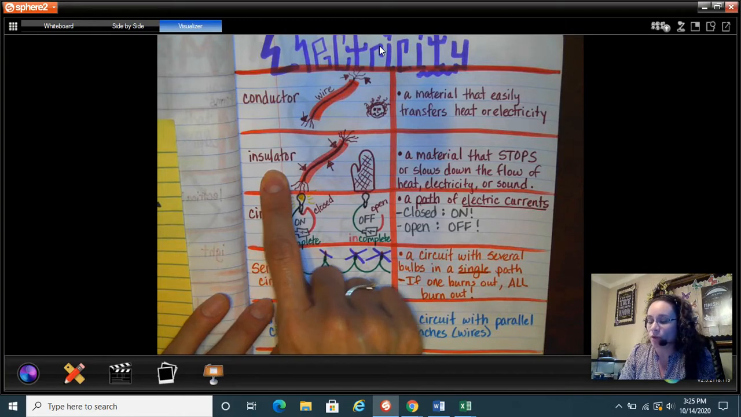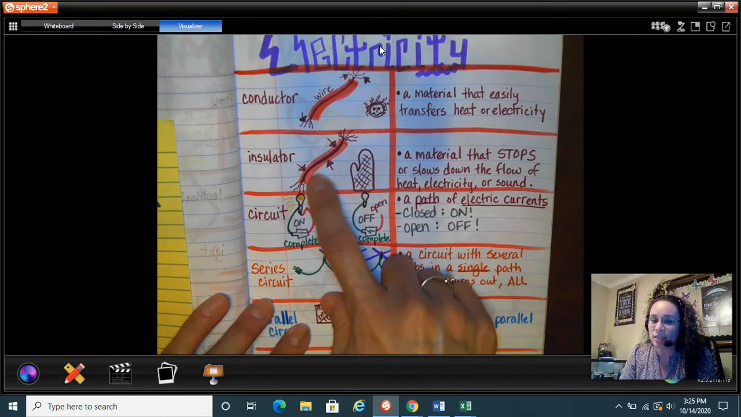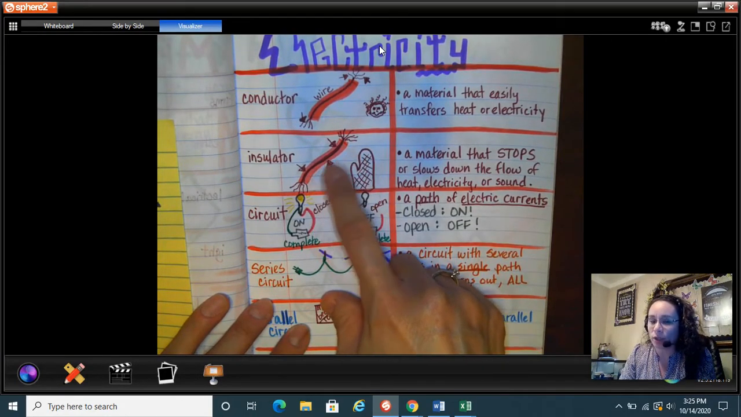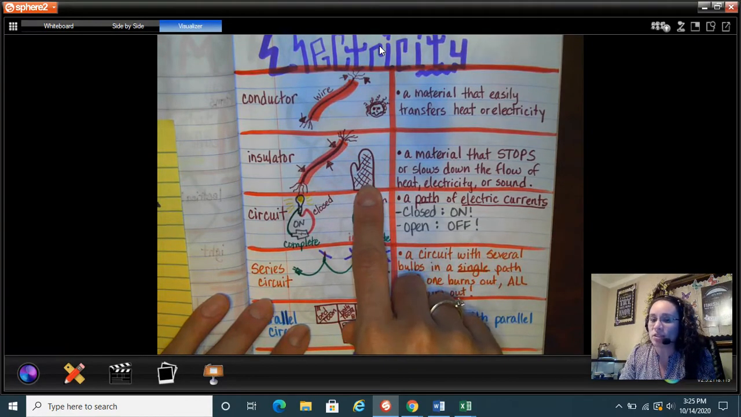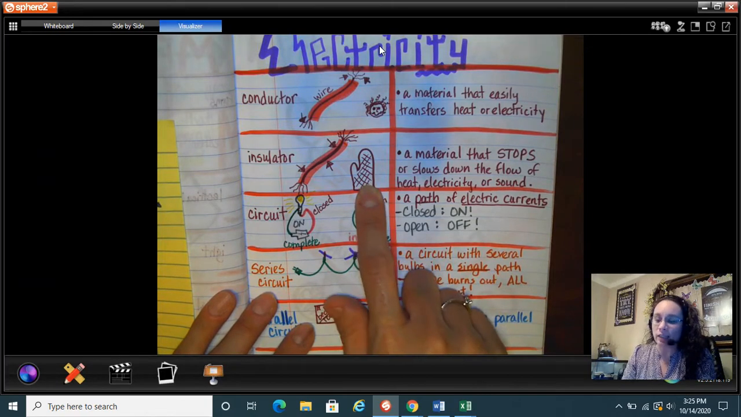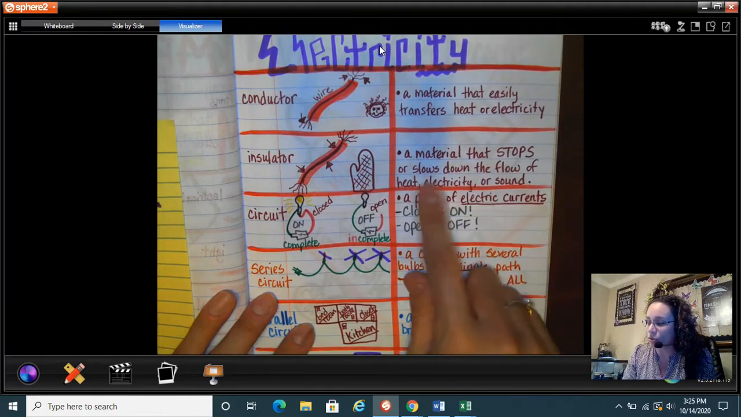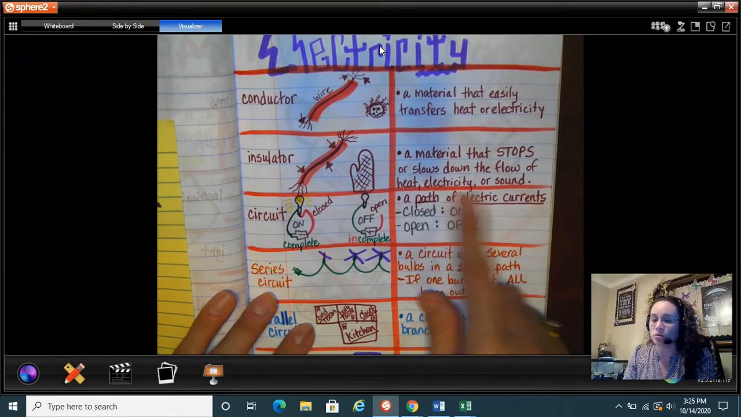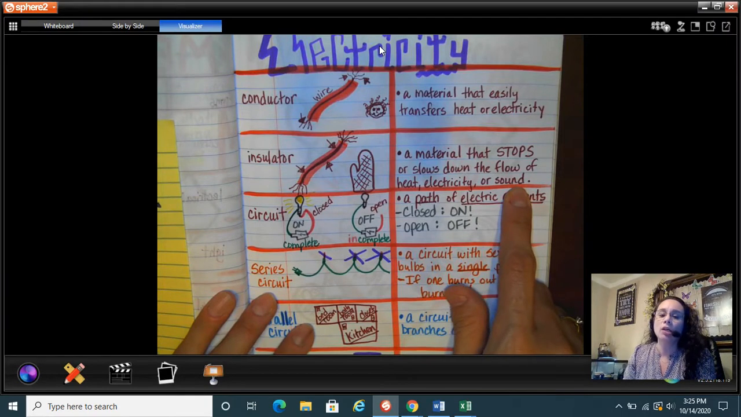insulator. Okay, so if you have an insulator, that means you have a plastic covering or a rubber covering, or you're using an oven mitt to take out the cake from the oven so that it'll slowly stop or slowly prevent the heat from burning your hand through the oven mitt. Okay, so an insulator is a material that stops or slows down the flow of heat, electricity, or sound. Okay, so you have to make sure that you are practicing your safety rules, especially when you're working with electricity.